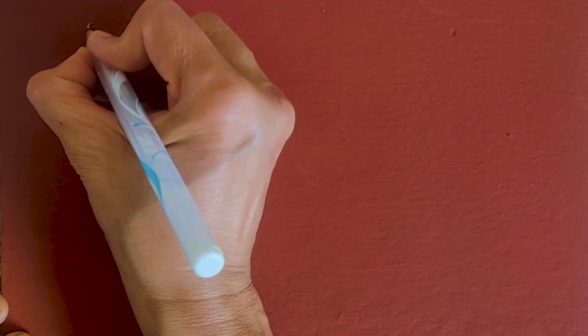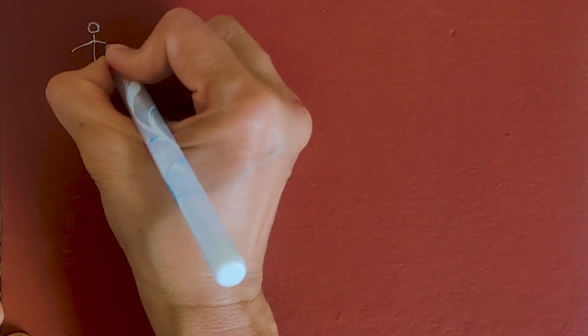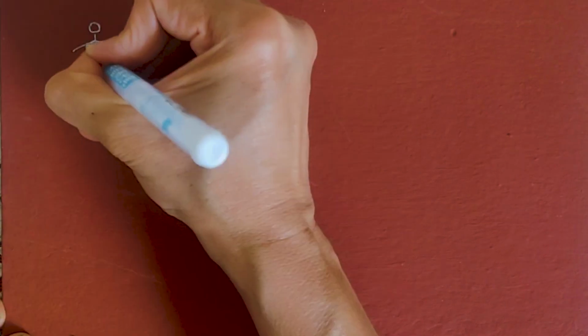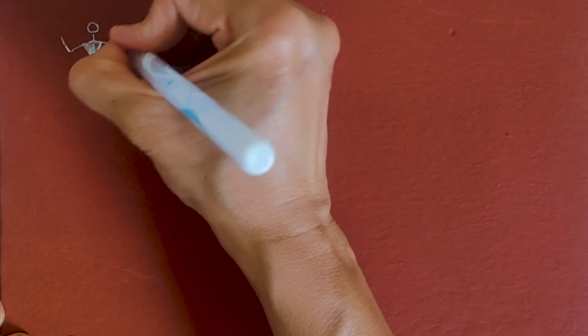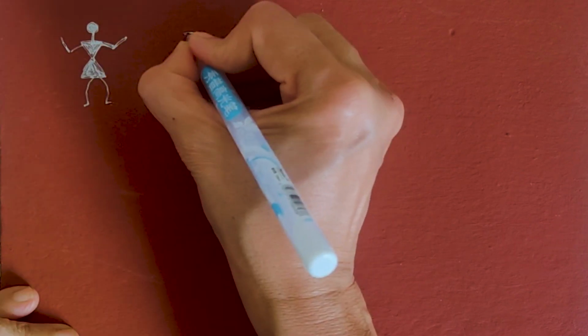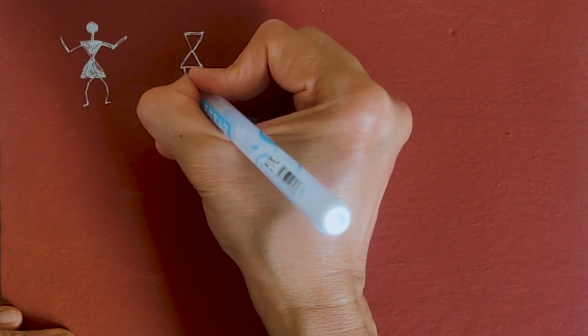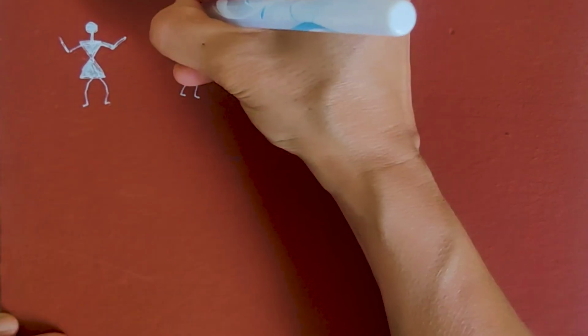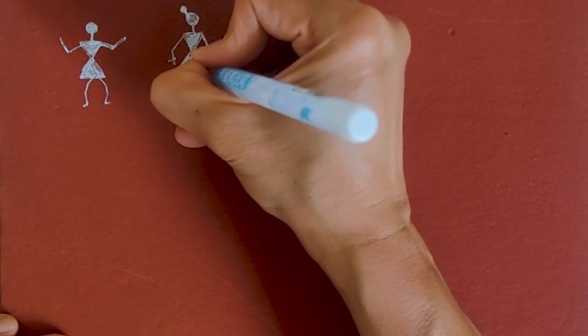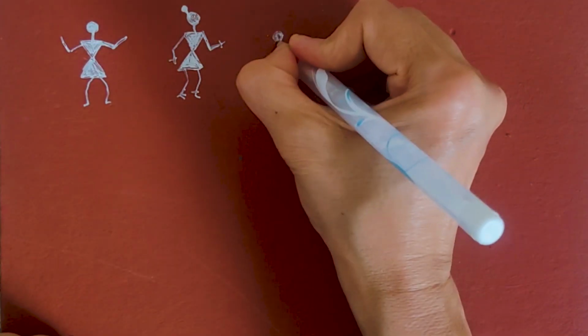Let's learn how to draw Warli human figures. This is a basic stick figure. Now if you add two inverted triangles, you'll get this Warli man. A Warli female can be drawn in similar fashion, except we can add a hair bun, bangles and anklets. So it looks different than the Warli man.